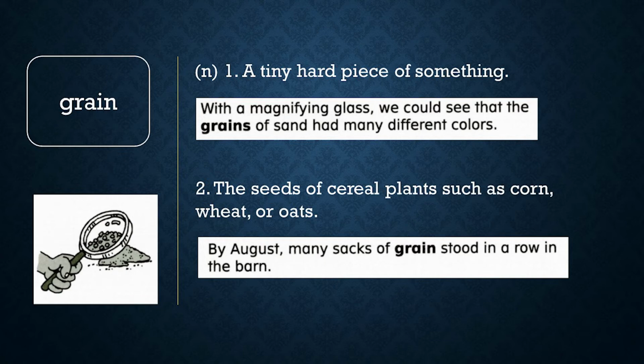Now, let's review word meaning. Choose A or B. Which of these is made of grain? A, fruit salad, or B, bread? If you said B, you're right. Bread is made of wheat and other cereal plants.